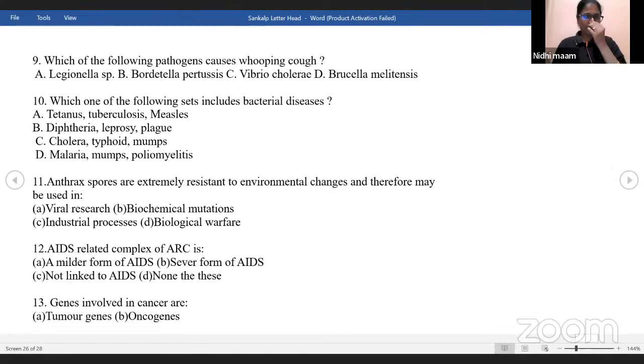11th one. Anthrax spores are extremely resistant to environmental changes and therefore may be used in A. Viral research, B. Biochemical mutation, C. Industrial processes, D. Biological warfare. Yes, be fast.